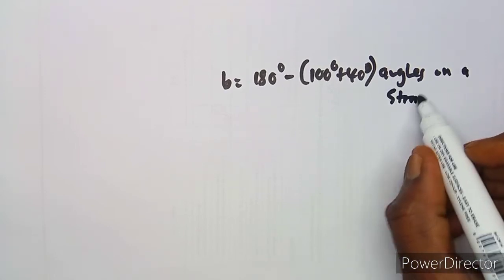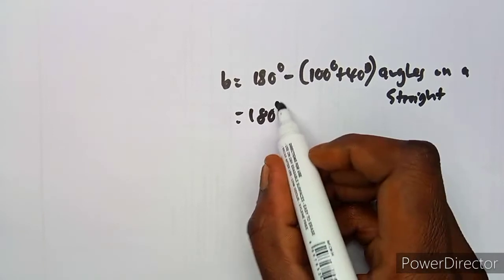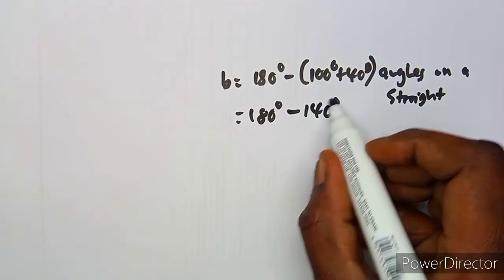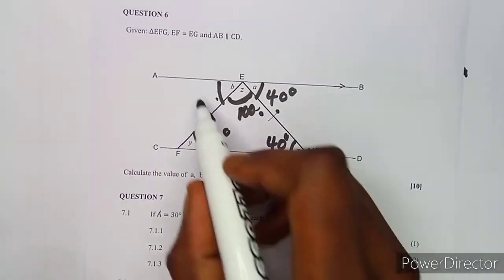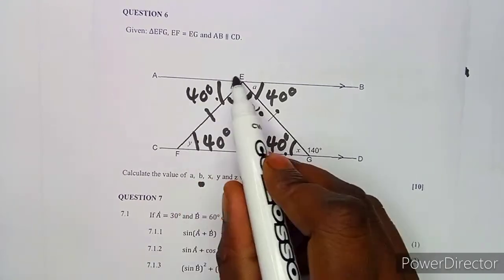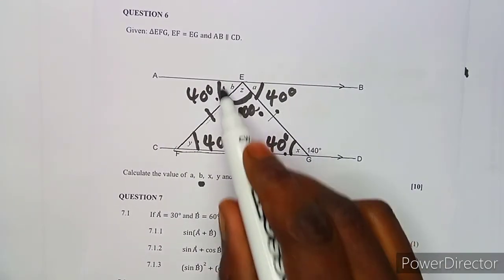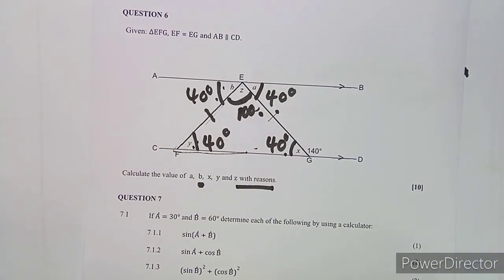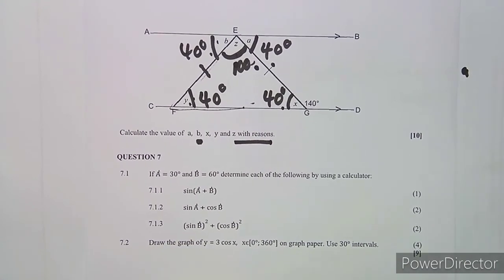So as long as you are using the right procedure and concept, you must obtain these answers. So it's 180 degrees minus 140 degrees, which is actually going to give us 40 degrees. So there are so many options that we could have used. This one also, you could use alternate angles. As you can see here, we are creating a z here, so you could have used alternate angles. As you can see, there are so many ways of answering this question.